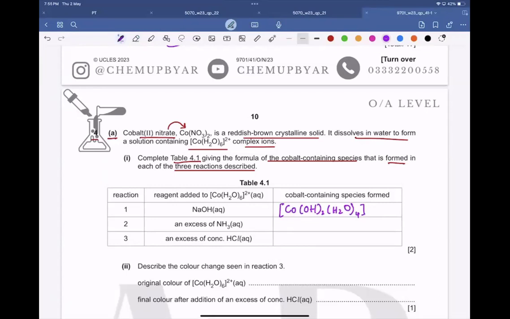And excess of ammonia. So when we use excess of ammonia in cobalt, all of the water molecules are displaced by the ammonia. In copper, with aqueous ammonia, 2 water molecules stay, and there are 4 ammonia molecules present in the complex. But with cobalt, when we use aqueous ammonia, all 6 water molecules are displaced.